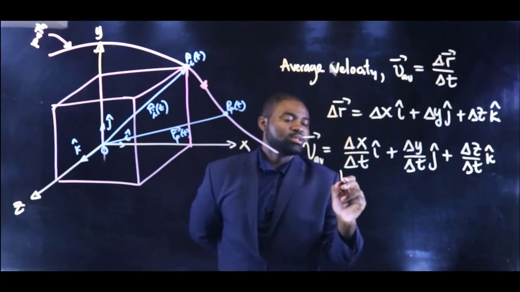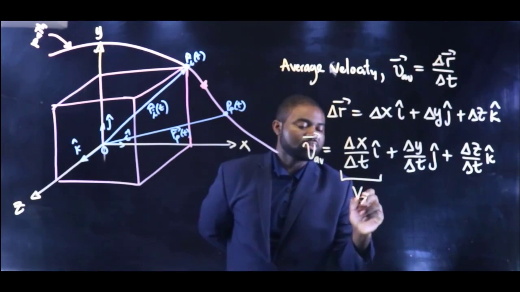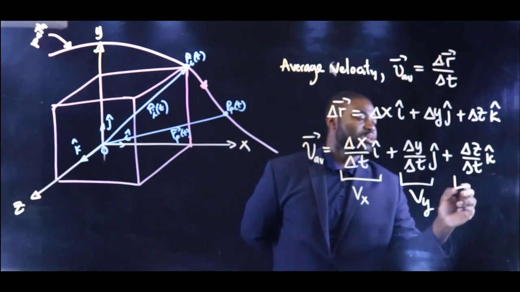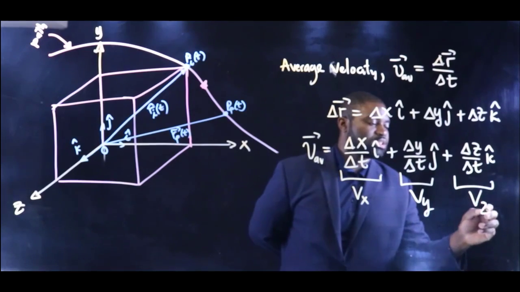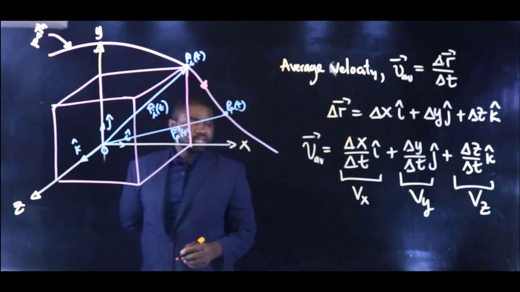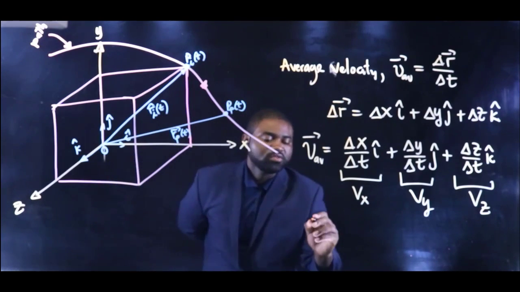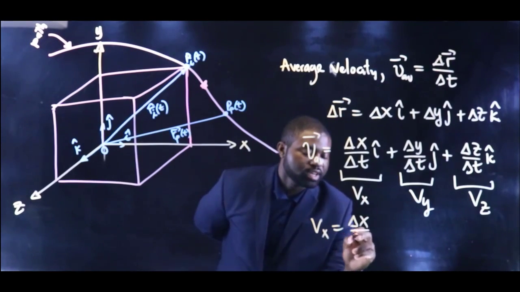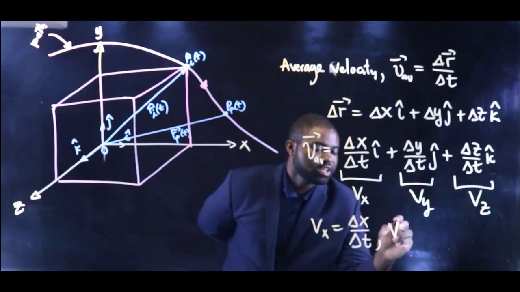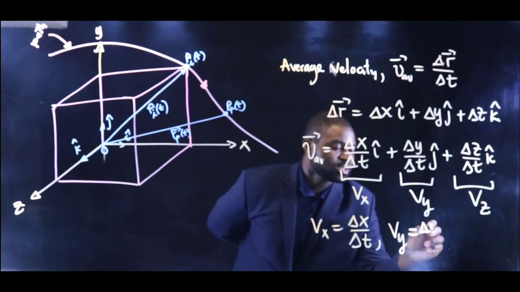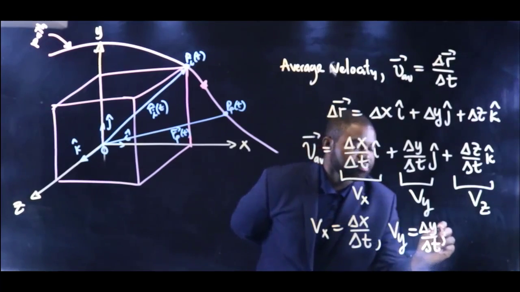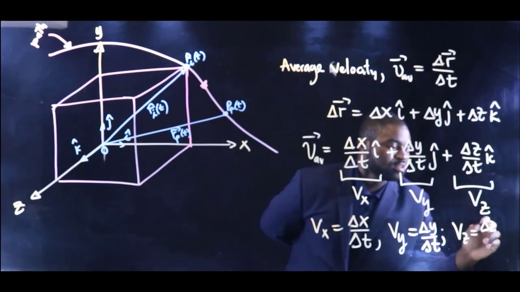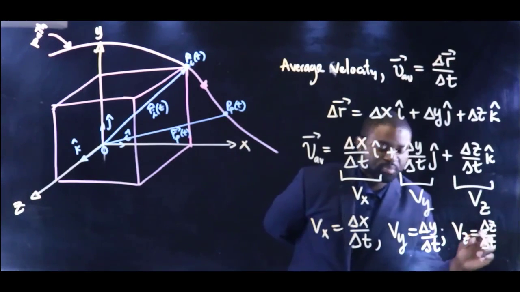What is this? This is the average velocity along the x direction. This is the average velocity along the y direction. And this is the average velocity along the z direction. So we can essentially conclude that V average along the x direction is equal to delta x divided by delta t. V average along the y direction is equal to delta y divided by delta t. And V average along the z direction is equal to delta z divided by delta t.